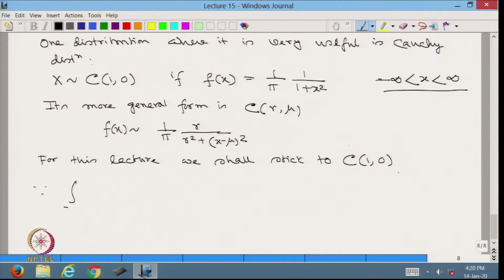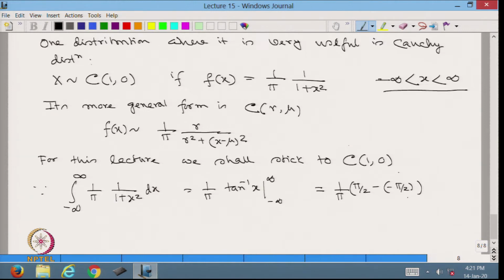Since integration minus infinity to infinity 1 over pi 1 over 1 plus x square dx is equal to 1 over pi tan inverse x from minus infinity to infinity, is equal to 1 upon pi into pi by 2 minus minus pi by 2, is equal to 1. Therefore, it can be considered as a PDF.